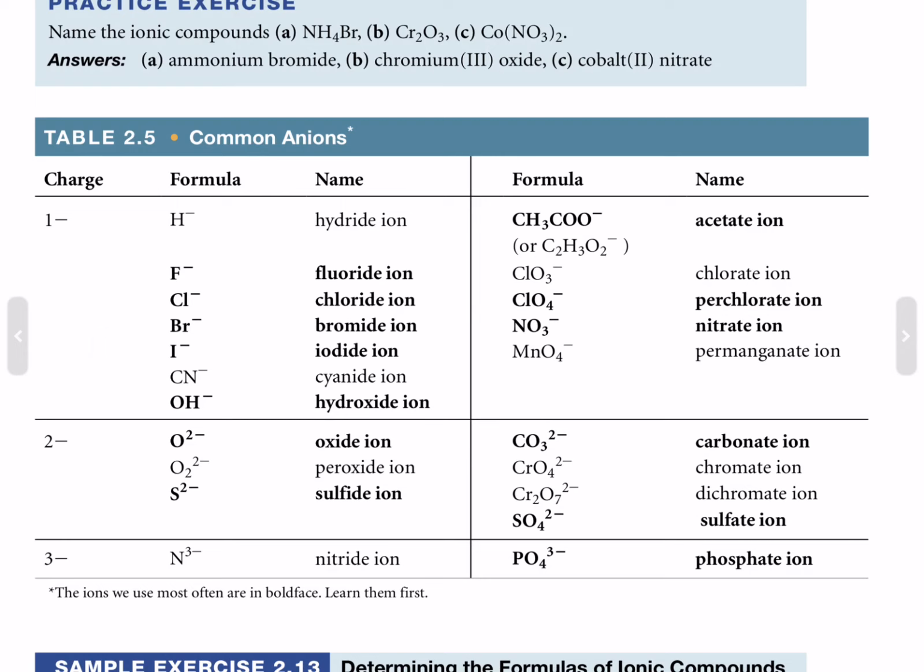Negative 2: oxide ion, peroxide ion, sulfide ion. Negative 2 polyatomic: CO3 negative 2, carbonate ion; CrO4 negative 2, chromate ion; Cr2O7 negative 2, dichromate ion; SO4 negative 2, sulfate ion. Negative 3 is nitride ion, and the only polyatomic negative 3 is PO4 negative 3, phosphate ion.